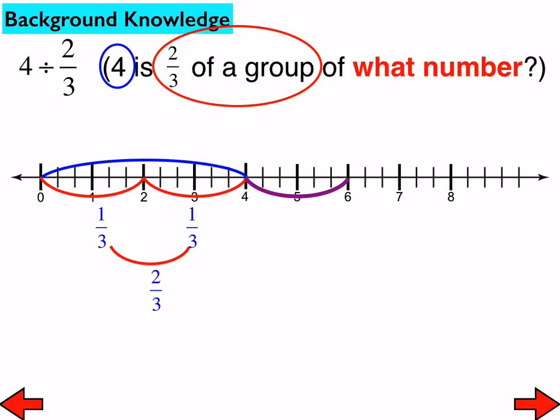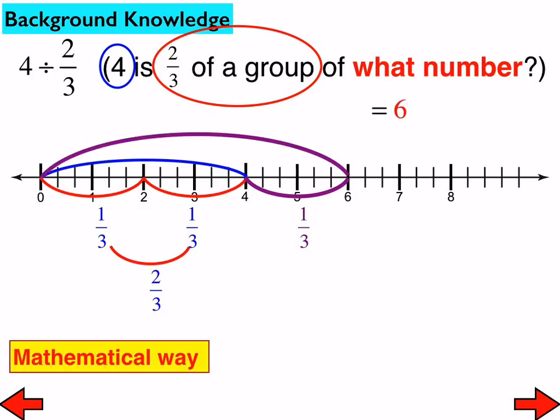That's a modeling way of showing with the number line that 4 divided by 2/3 is 6. Now, the mathematical way, of course, 4 divided by 2/3 translates to 4 times 3/2. And of course, from there, it's just a multiplication problem, and that's 6.